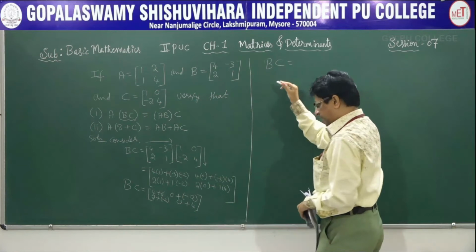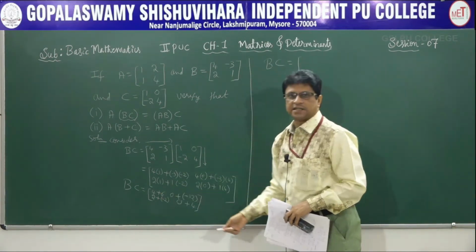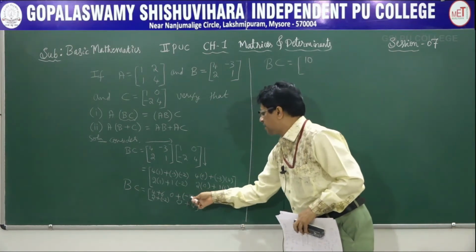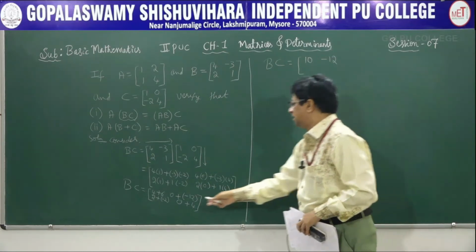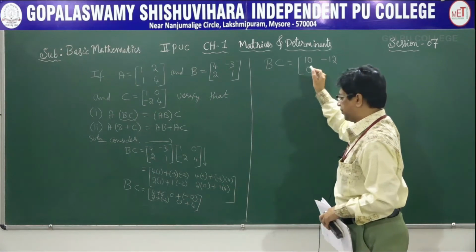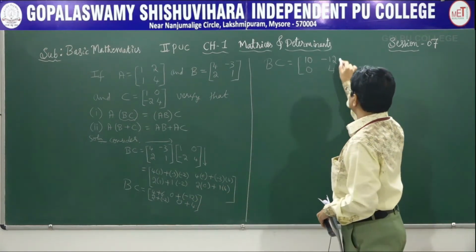So BC will be equal to 4 plus 6 is 10. 0 plus minus 12, minus 12. 2 plus minus 2, 0. 0 plus 4 is 4.